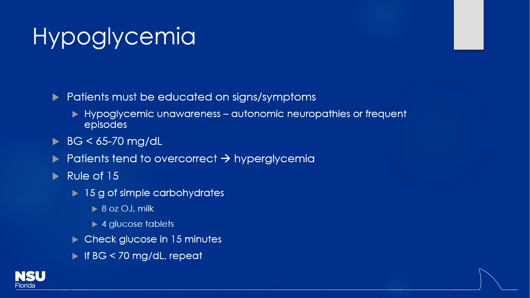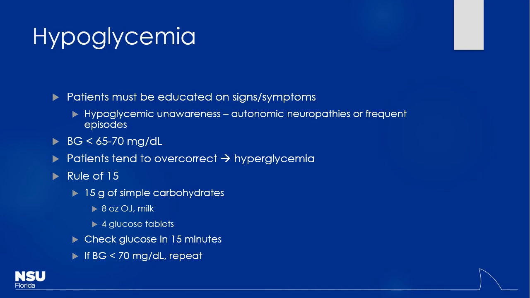If it's still less than 70, then they'll repeat that process, right? The idea is to gradually bring the blood sugar back up above 70, rather than overcorrecting and all of a sudden checking it again and it's 200, right? That's not the goal, because then you have the opposite problem to deal with and have to work around that. So that's the general thing you're going to do. Well, that implies that your patient is still conscious, still with it enough to take something orally. What do you do if they're unconscious?